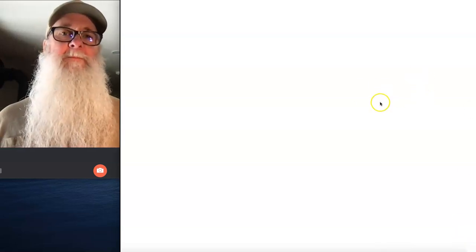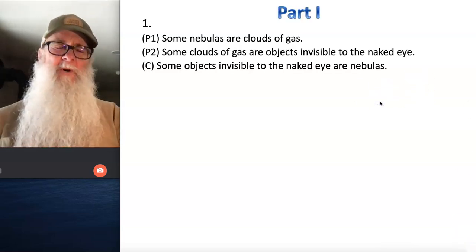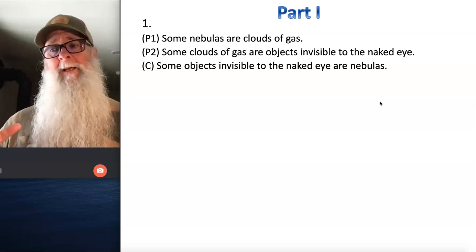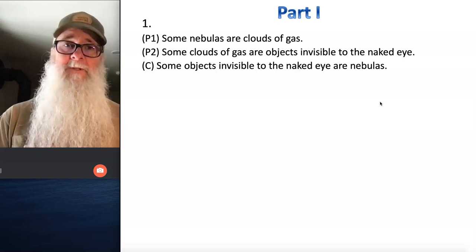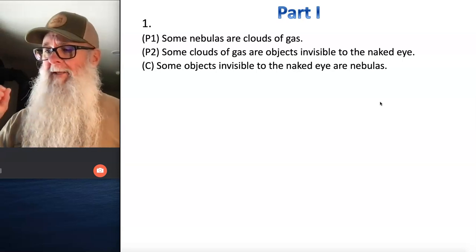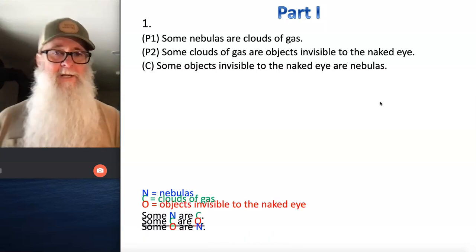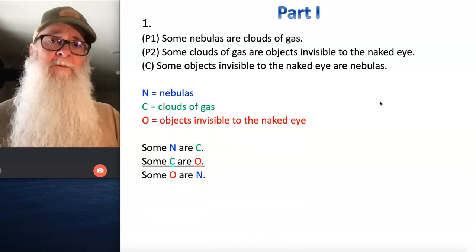Let's go over your work from part one. Okay, the first thing we're always going to do, because we want to develop this habit, is we're going to represent the argument symbolically by assigning terms, individual letters to represent them. And this is going to reduce the likelihood that we make errors, and it's just going to make our work a whole lot easier. So I chose the terms N, C, and O for this argument.